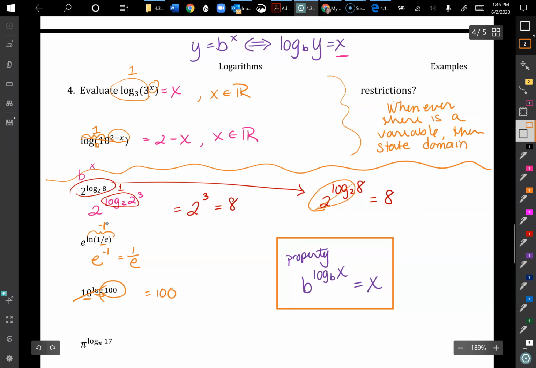So you should write all these properties out on a piece of paper. I do think I have something that I can post for you, or it might already be up there, but just keep that in mind. And then whenever a variable is involved, remember that will only work for when x is greater than 0. Okay, because that's what has to be true for logs. Right inside there, we can only have greater than 0. So make sure you state the domain for that.